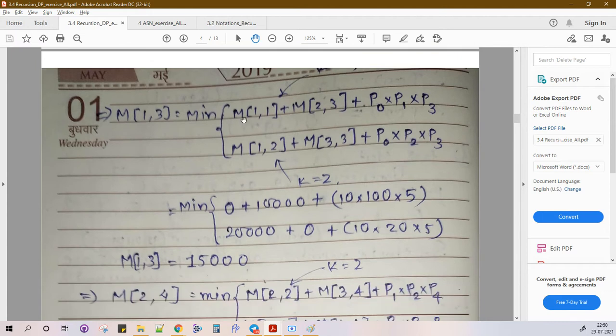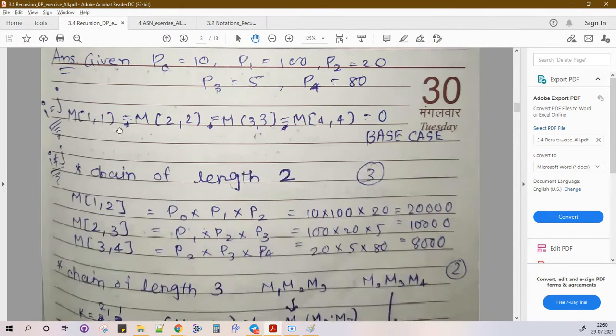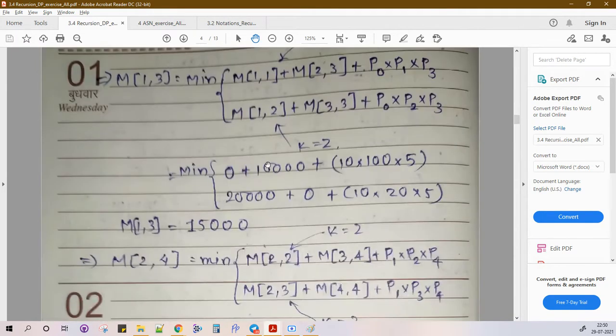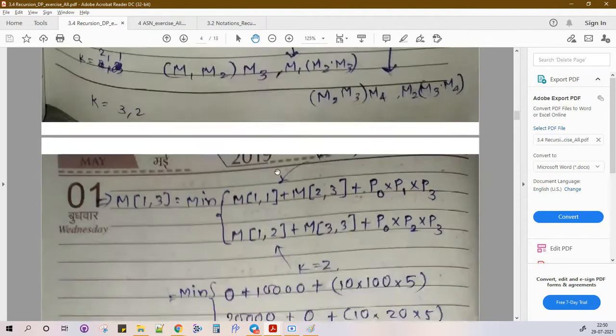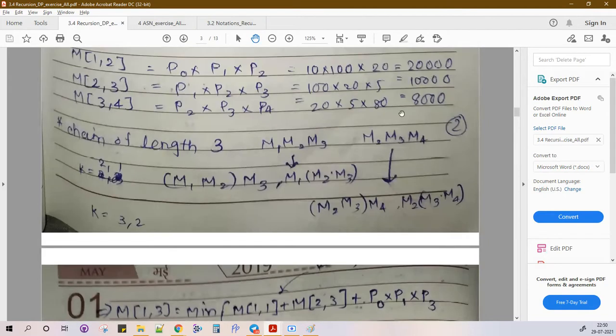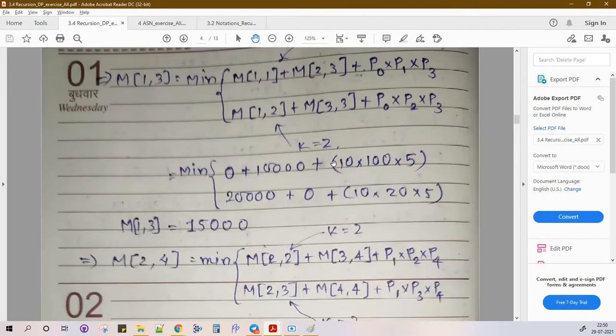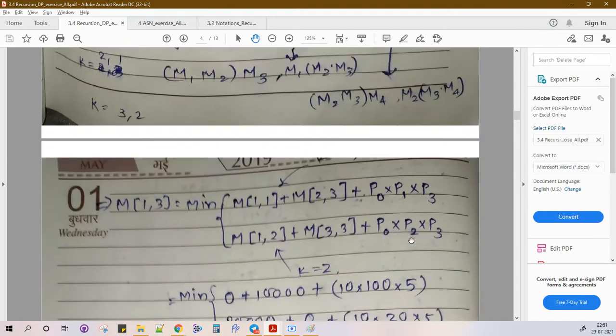Now it is trivial. M11 we know, M11 is 0. 0 plus M23, we have already solved. M23 is nothing but 10,000 plus the cost of multiplying these two. It is 10 multiplied by 100 multiplied by 5. We know this, right? P0, P1, P2, P3, P4, P5. Up to P4, yeah.